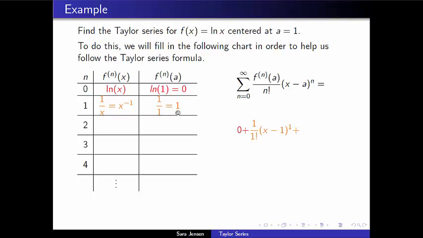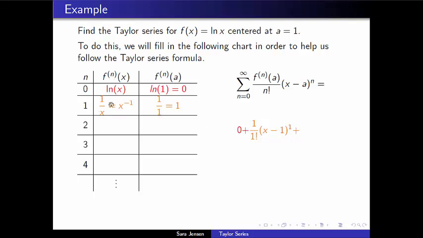In the next term of my Taylor series, I take that value of 1 and plug it into my numerator. The denominator of the coefficient becomes 1 factorial, and I put an x minus 1 to the first power here, and then I bounce back to my table.